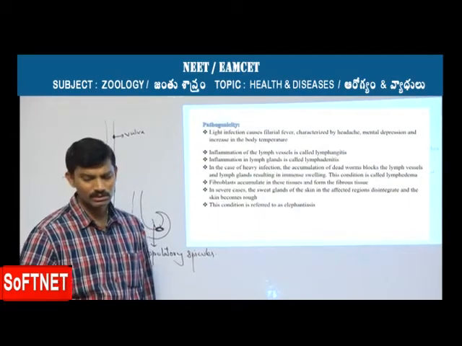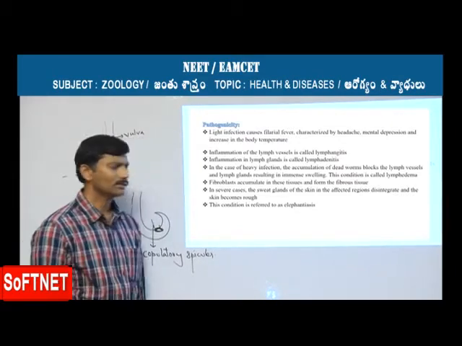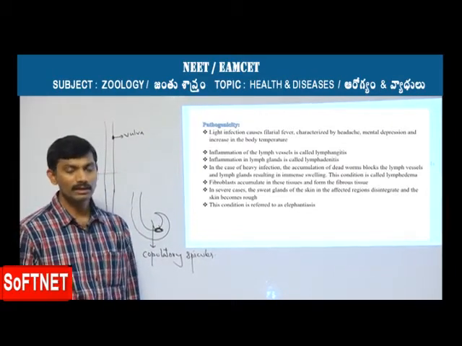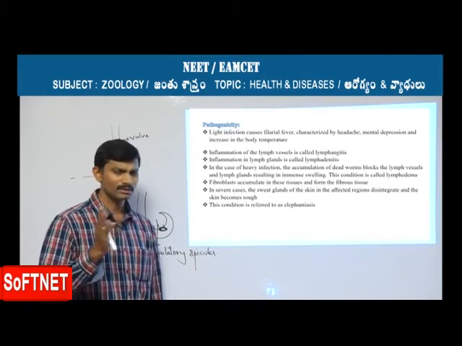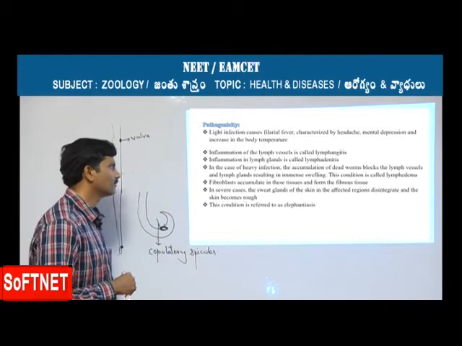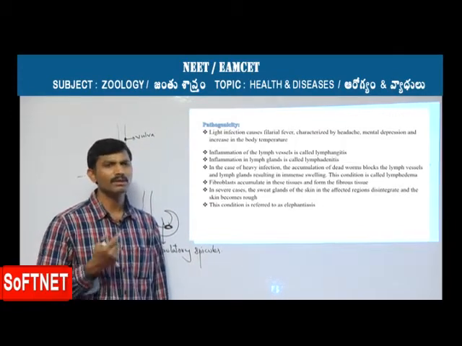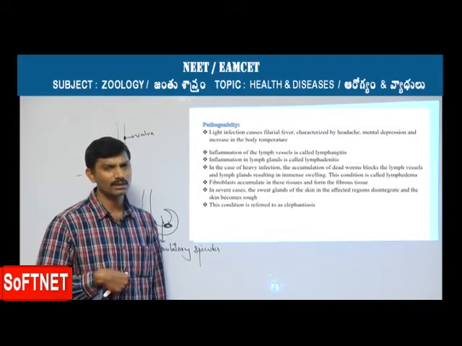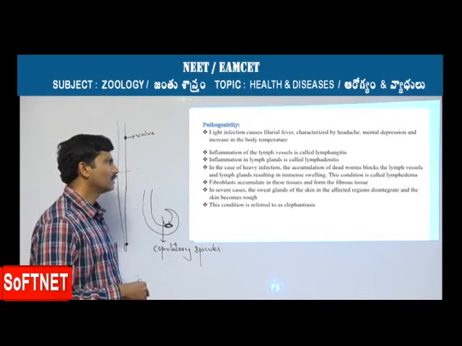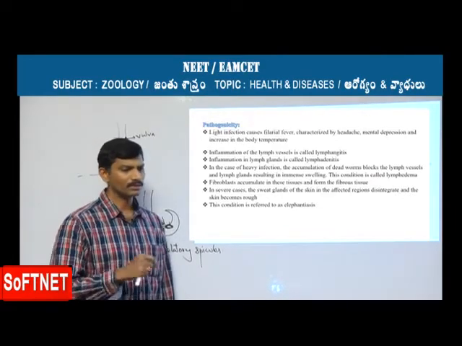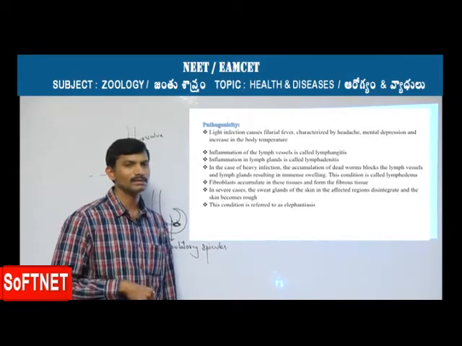Move on to the pathogenicity of this, how it occurs. A light infection causes a filarial fever, which is characterized by headache, a little bit of mental or psychological depression, and a rise of body temperature, also seen whenever the parasitic infection inside the lymph and the blood is very low. Then this leads to inflammation, and inflammatory reactions occur inside both the lymph vessels as well as the lymph glands.